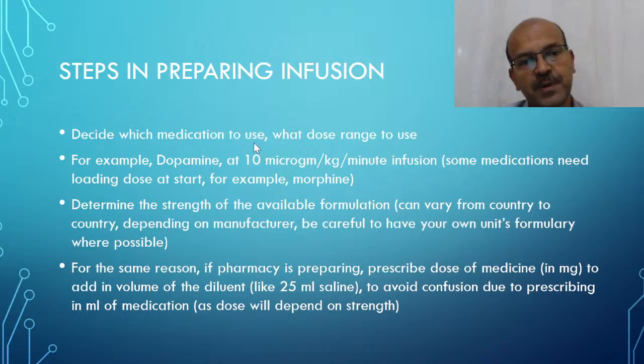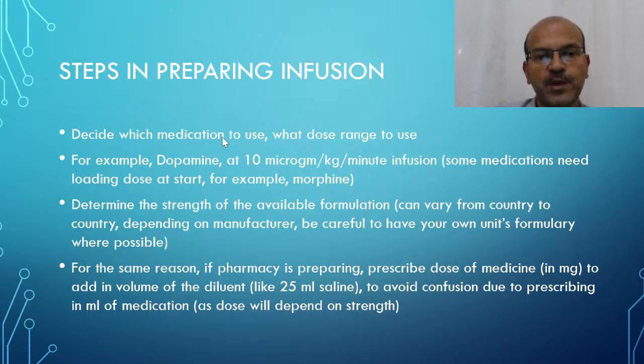In terms of preparing the infusion, we have to decide which medication to use and what dose range to use. For example, dopamine at 10 microgram per kilogram per minute infusion is the plan to start. Some medications like morphine or midazolam may need a loading dose at the start so that the effect is appropriate.